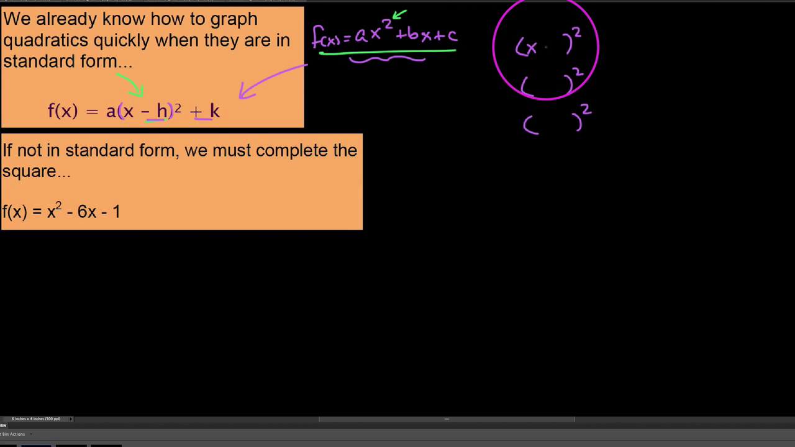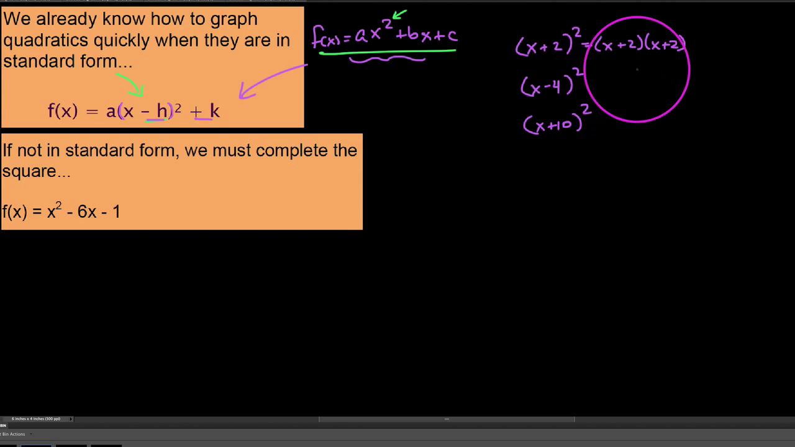So let's say I have (x plus 2) squared, we'll go (x minus 4) squared, and then how about (x plus 10) squared? If we were to square these out, remember you cannot distribute that squared through. We actually have to FOIL this. And so in this first instance, I'm going to get x squared. I would get 2x and 2x, which gives me 4x, so I'd get two of those 2x things. And then here I would get 2 squared, which is 4.